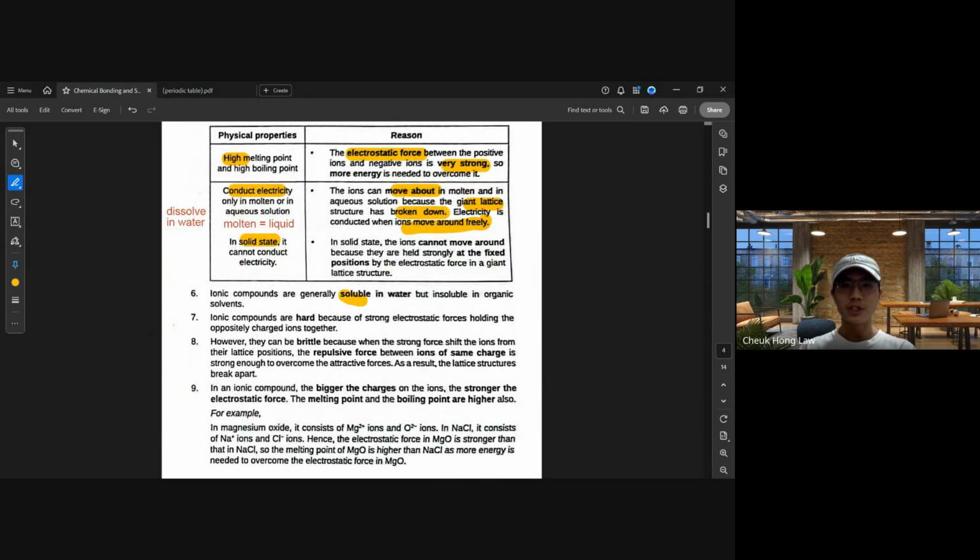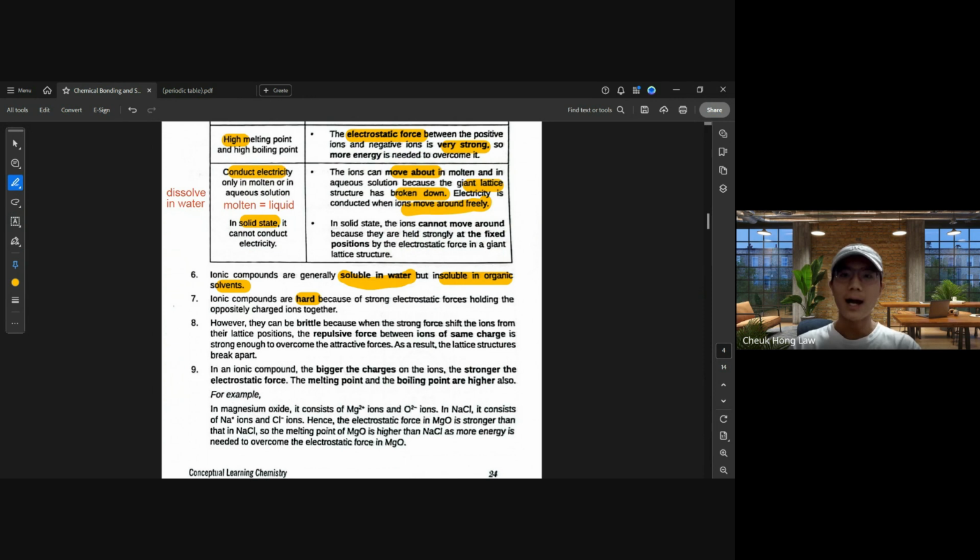The third property is it's generally soluble in water, but insoluble in organic solvents. There's not really an analogy to remember this, but we can use common sense. Ionic compounds are generally soluble in water. We actually already know this. Why? Because it conducts electricity in aqueous solution. What is aqueous solution? Aqueous solution is the ionic compound dissolved in water, right? So it already gives you the answer. It can dissolve in water. Then the only thing you have to remember is it cannot dissolve in organic solvents. So they are soluble in water but insoluble in organic solvents.